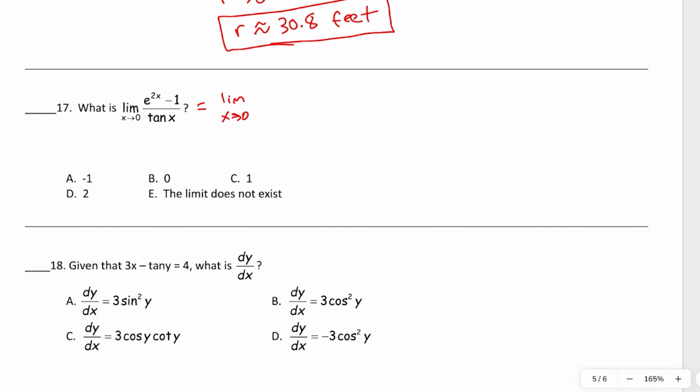So the derivative of e to the 2x is just e to the 2x times the derivative of 2x, which is 2, over the derivative of tangent. And hopefully you haven't forgotten that one yet. It's secant squared.